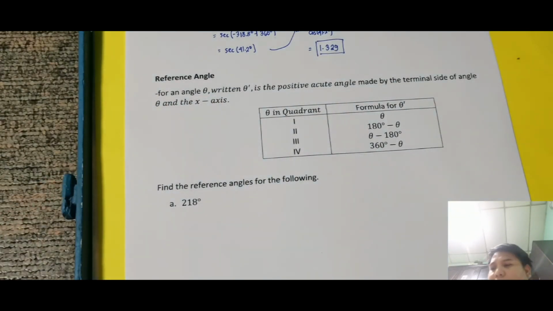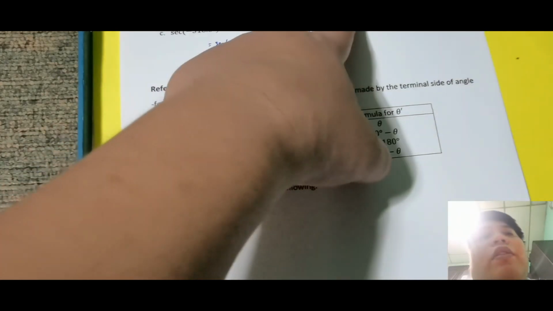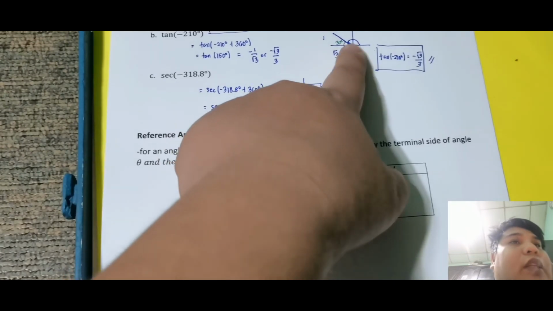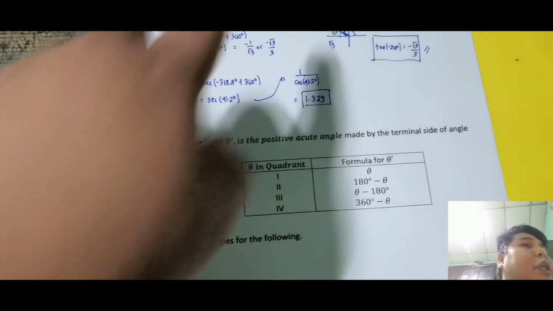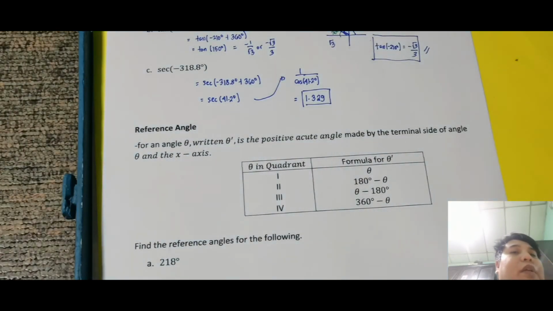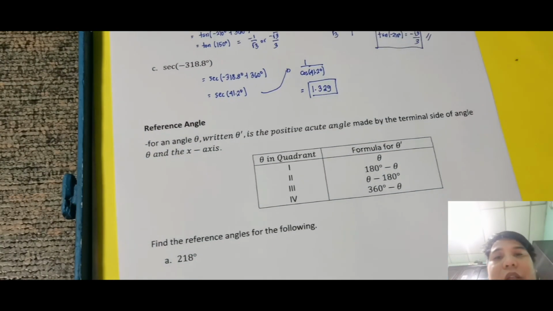So, ano si reference angle? Si reference angle, siya yung parang ginagawa ko kanina sa drawing na to. Tulad nito, diba? Ito si 150. Ito yung kinukuha ko. Sir, ba't ito kinukuha mo? Kasi yun yung reference angle niya, yung sa 30 degrees. Okay? So, ngayon, may formula dito sa reference angle.